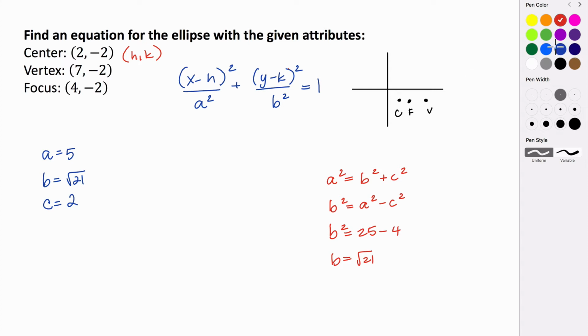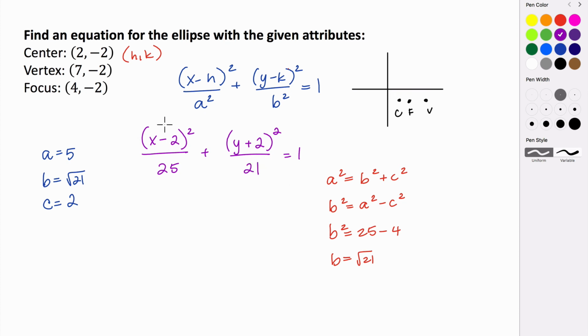So we have x minus h, which is positive 2, quantity squared divided by a squared, so that's 5 squared, plus y minus a negative 2, so when we subtract a negative 2, it's going to become positive, that quantity squared, divided by b squared, so the square root of 21 squared equals 1. And now we need to simplify this. So 5 squared, that's just 25. So 25 is going to be here. And then the square root of 21, that quantity being squared, is just going to be 21.